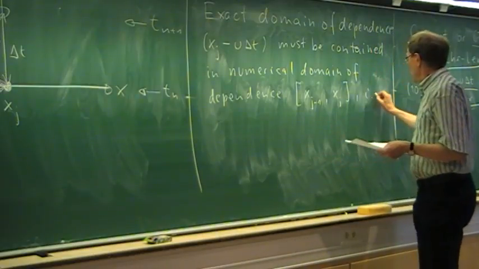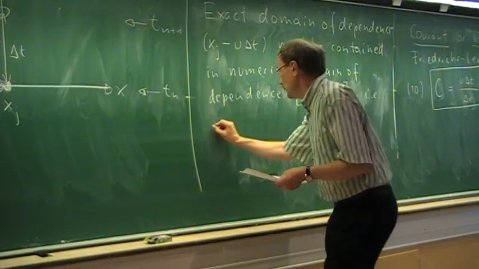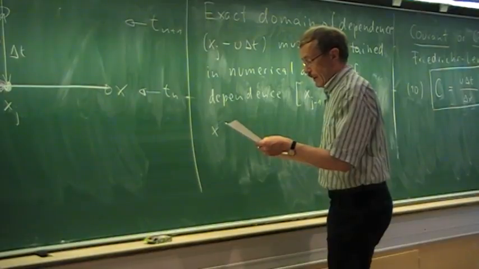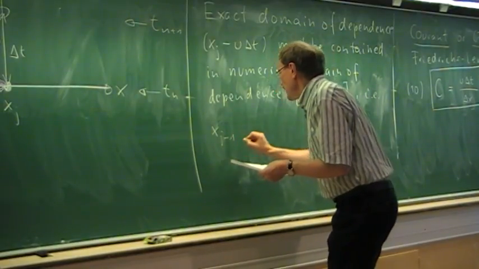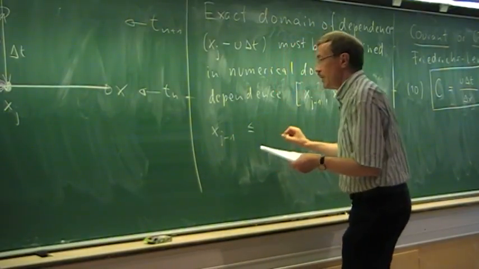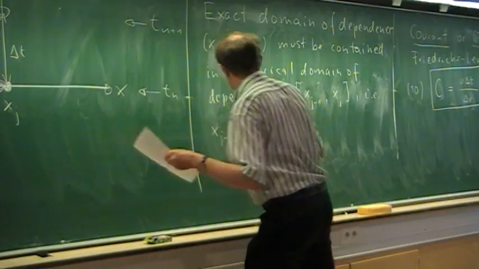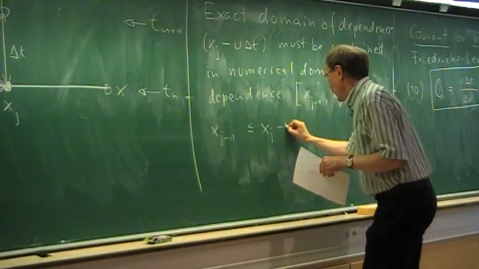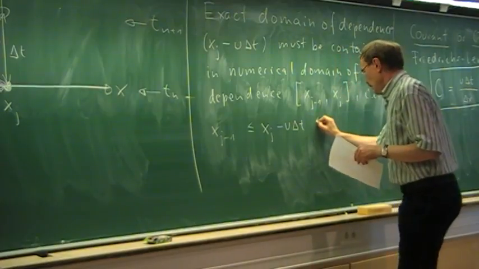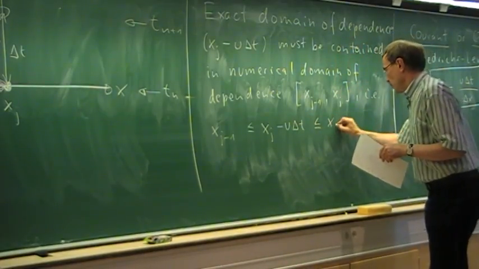So that means we test that the point xj minus 1 has to be smaller or equal to this, that is xj minus u delta t, and that has to be smaller or equal than xj.